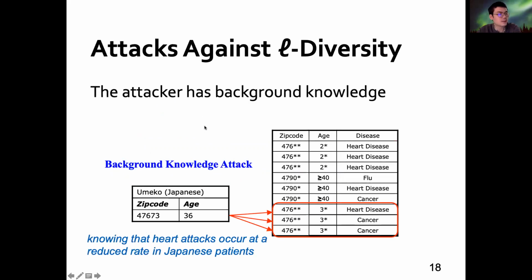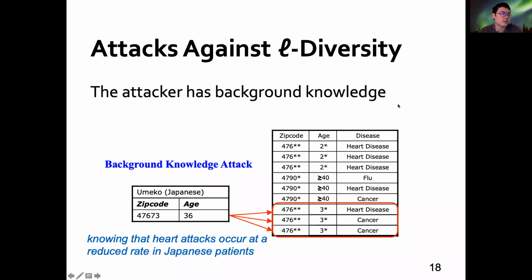Any questions so far? Again, we are just talking about the definition of the problem, right? There are very sophisticated algorithms, and we are not describing these algorithms, okay? Just learning the concept, right? So the question is, is L diversity perfect? Right, so still you can attack it, okay?